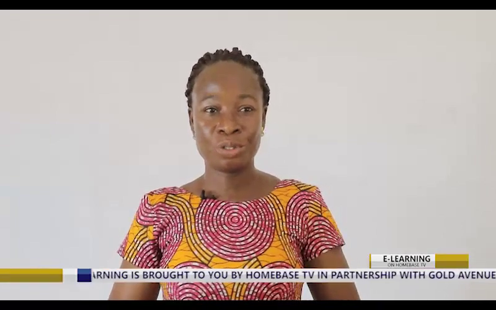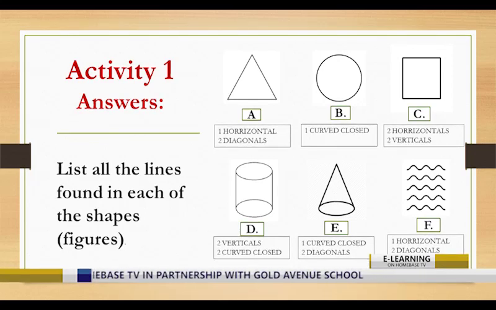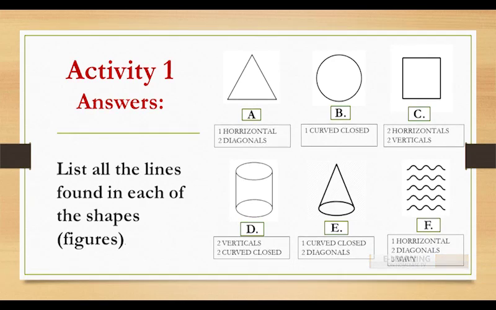We move on to the 4th shape, which is a cylinder. With a cylinder, we have 2 vertical lines, 2 lines standing as I am here, and then we have 2 curved closed lines. Then we move on to E, which is a cone. Let's identify the types of lines there as well. We have 2 slanted or diagonal lines, and then a curved closed line.